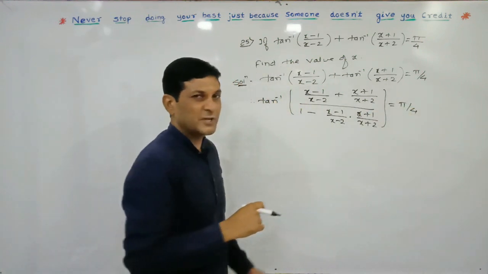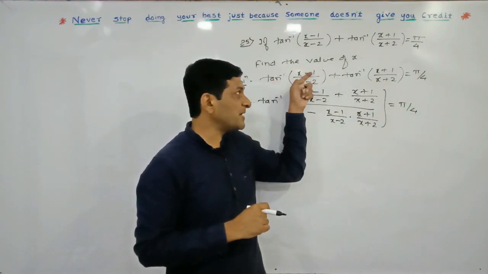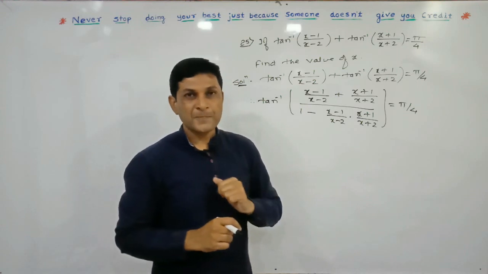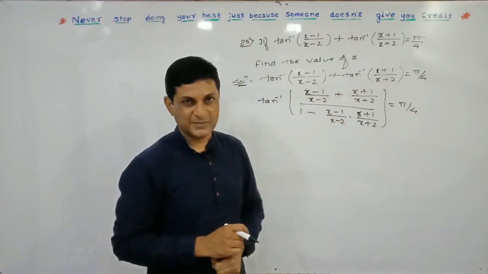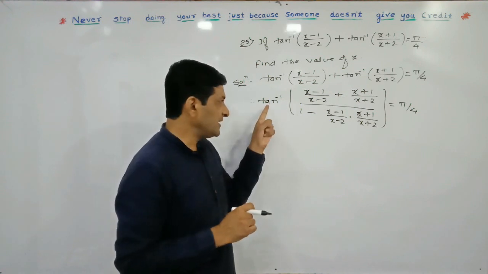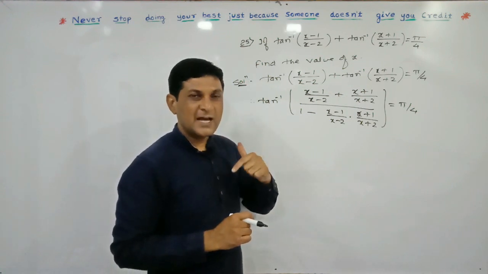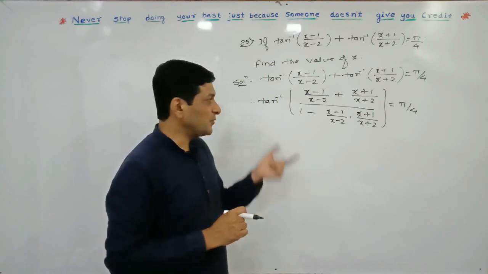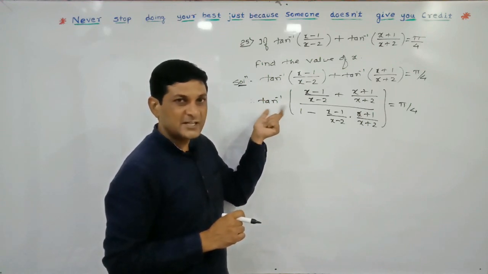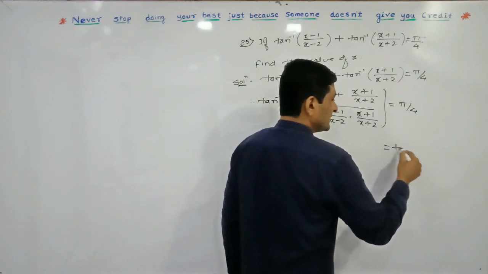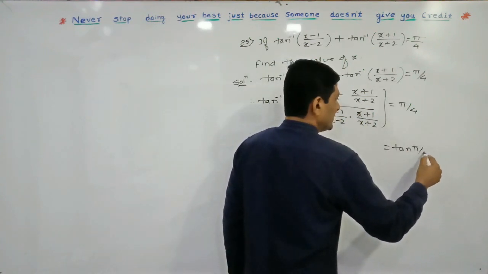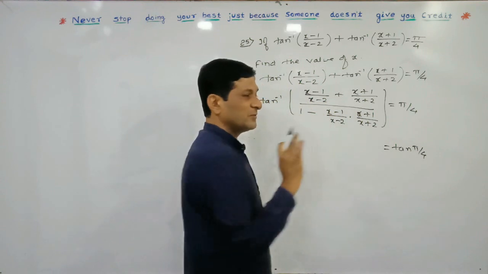Again, observe which property we have applied here. Tan inverse of x plus tan inverse of y is equal to tan inverse of (x plus y) upon (1 minus xy). Now, to eliminate this tan inverse, we are taking tan on both sides. On this side, tan and tan inverse will get cancelled, and on the other side we will get tan pi by 4. So let us see what result we will get here.